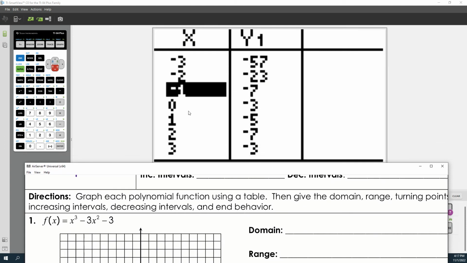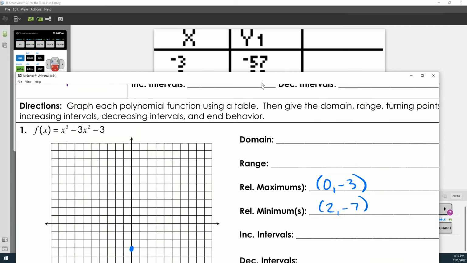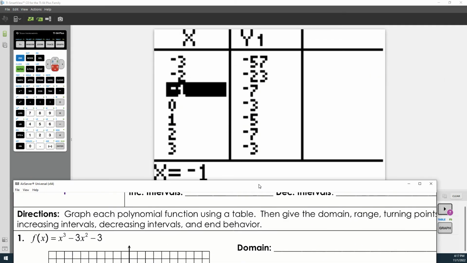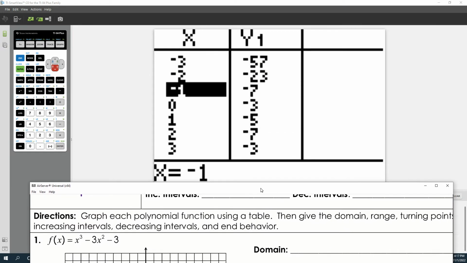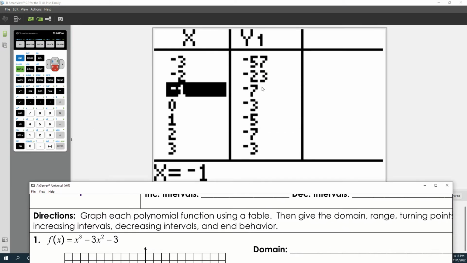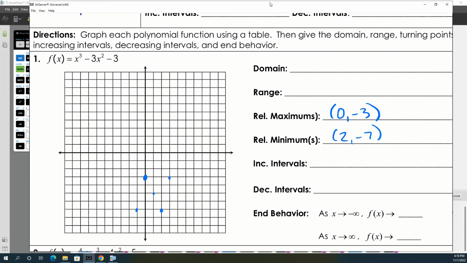All right, 0, negative 3 I got. Let's go ahead and put 1, negative 5. And then 3, negative 3. All right, and then all the other points that are on this table end up being just way too big or small. They won't fit in our little graph. So this is a good enough graph.